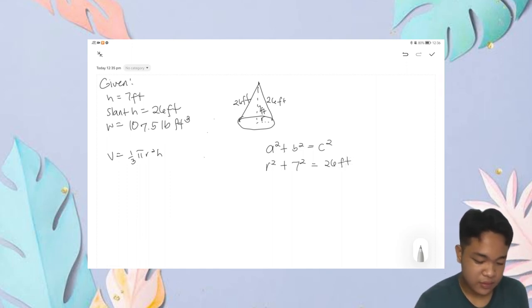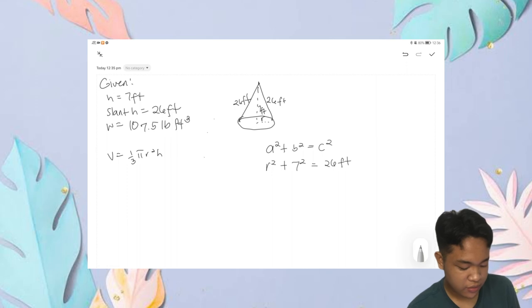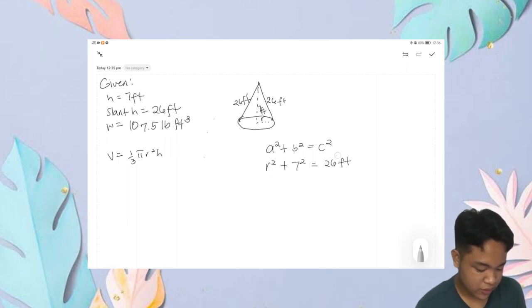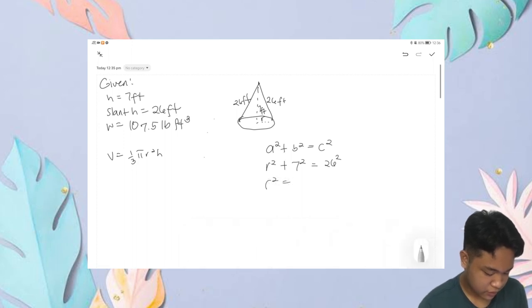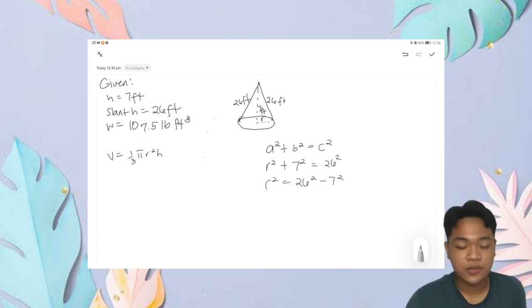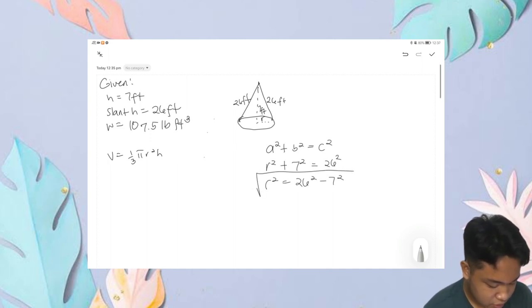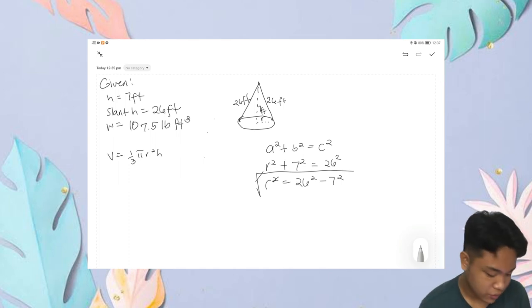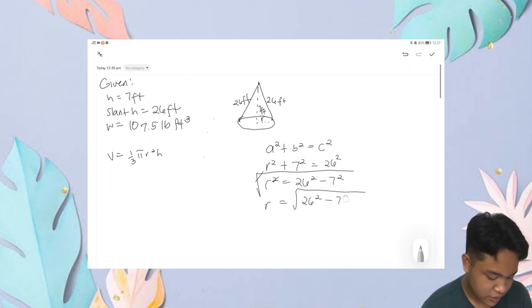So next, we are going to transpose 7 squared to the other side, to the 26 squared, since we can't add r to 7. So r squared equals 26 squared minus 7 squared. When you are transposing, you are also changing the sign of the number. From positive, it is going to be negative. So next, we are going to cancel out the square of the radius, since we are only looking for the radius. That will be r equals the square root of 26 squared minus 7 squared.